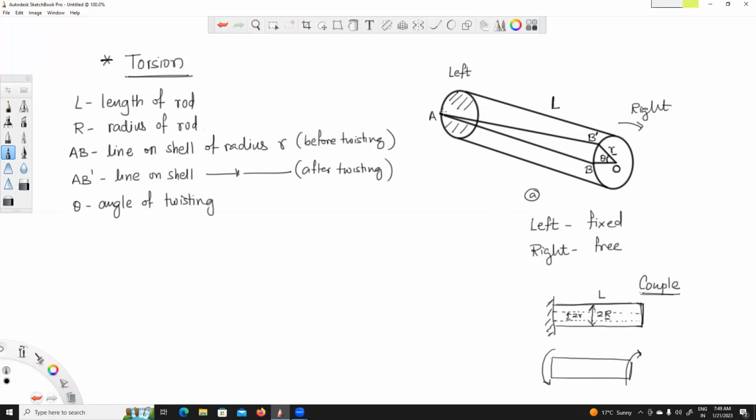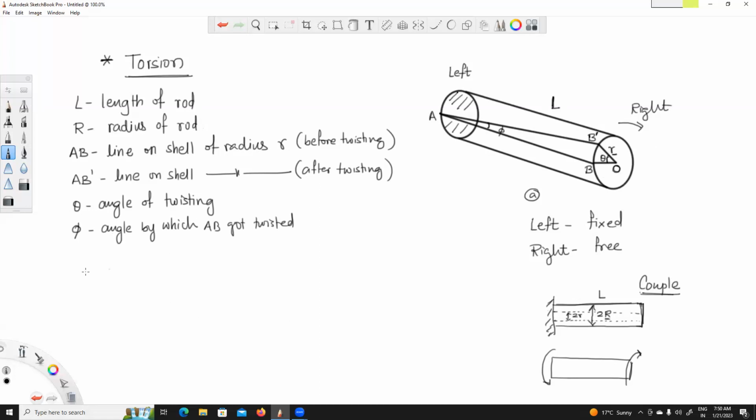Okay. And as you can see here, this line AB is also shifted by a small amount of angle, and this is something different. So let's call this angle phi. Phi is the angle by which AB got twisted. So these are different angles actually. This phi is not called the angle of twisting. This theta is called the angle of twisting. Now we have to find the relation between this phi and theta.